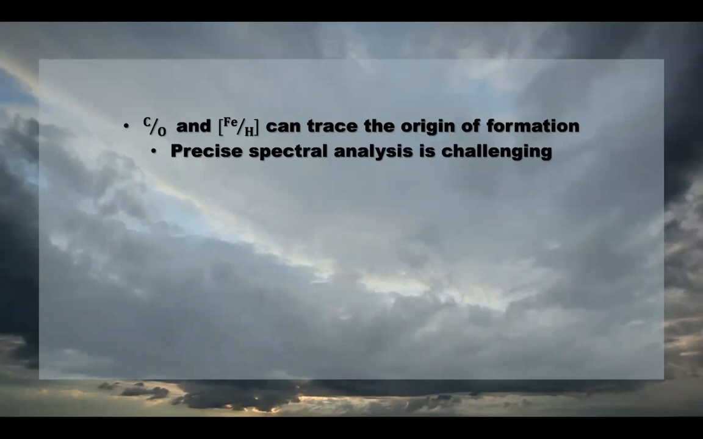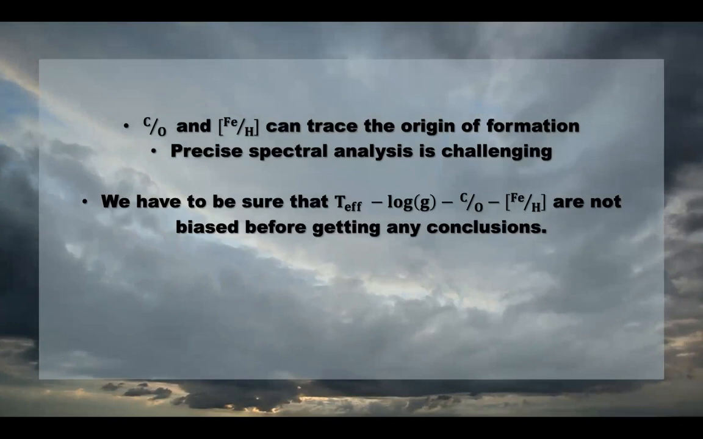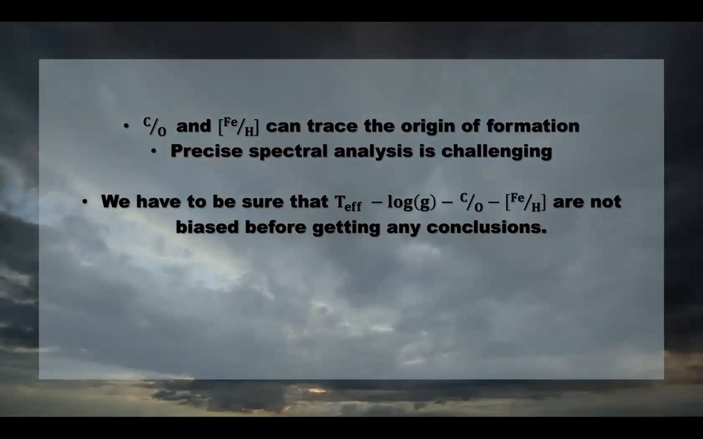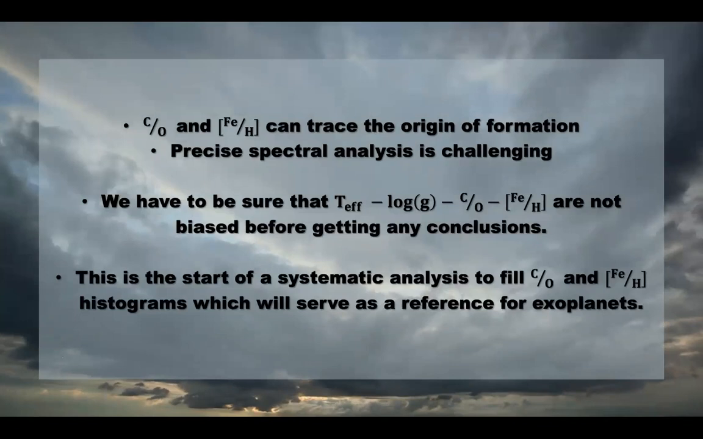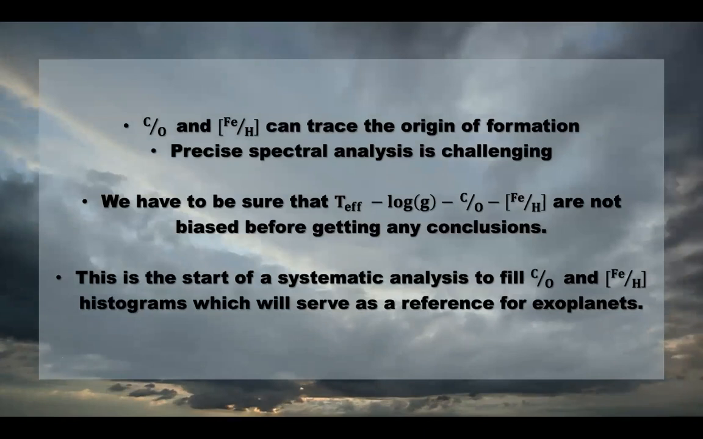And so the final conclusion is that we can trace the origin of formation by looking at the chemical properties of the atmospheres, but precise spectral analysis is very challenging, and this is the point where we are right now. And we have to be sure that the physical parameters that we are deriving are not biased before drawing any conclusions, because otherwise the conclusions would not make sense. And this project is actually the start of a systematic analysis to fill C/O ratio and metallicity histograms, which will then serve as a reference for exoplanets, since we're looking here at high mass objects.